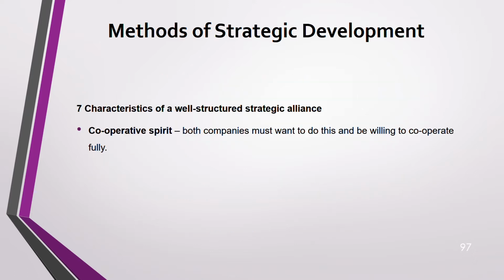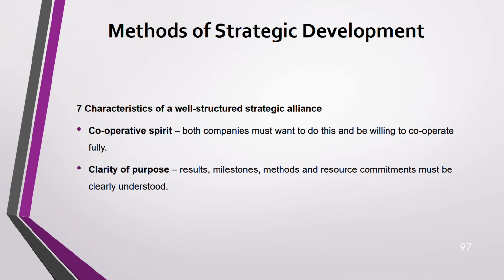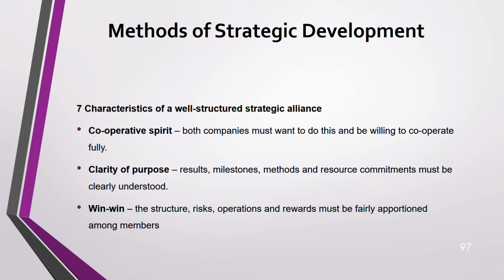Then the fifth, cooperative spirit. Both companies are willing to cooperate fully. It's not that you are forcing the other party at gunpoint that they should listen to you. You both willingly cooperate. Sixth, clarity of purpose is there. You should know what results are expected, milestones to be achieved, the methods that each one of you is going to use, and resource commitments. Then seventh, win-win. It should be a win-win situation for all. The structure, the risk, the operation, the reward should be fairly apportioned among the members.